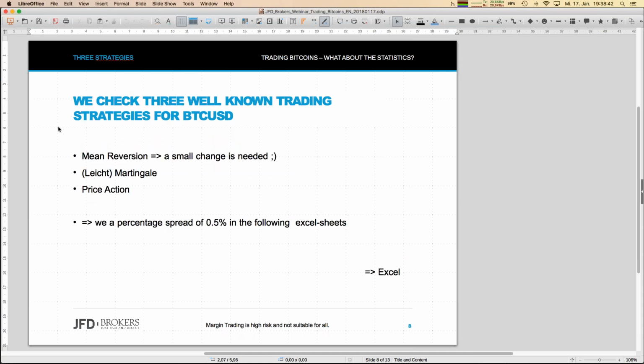What we do now in the next couple of minutes is we simply check, and it will be a little bit fast maybe, I know, three trading strategies which have been introduced already earlier. And we simply take our prices, our historical data of Bitcoins starting from April 2013, and put those historical data in our well-known Excel sheets with those strategies. Yeah, we change a few parameters and then look whether we can trade them profitably or not. And the three strategies are mean reversion. What does it mean? Just in brief.